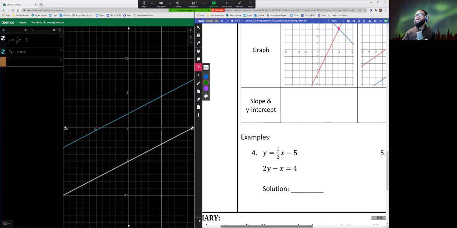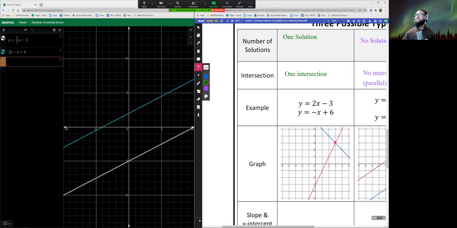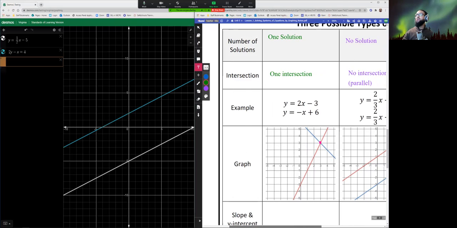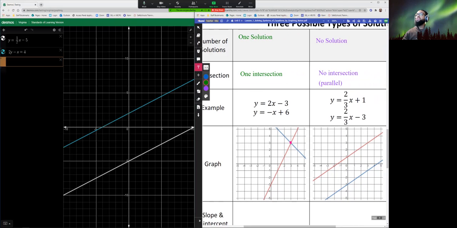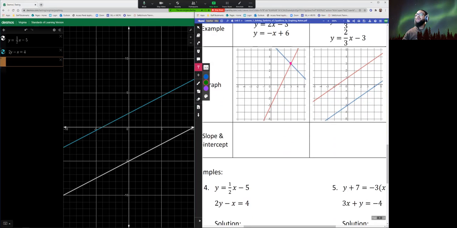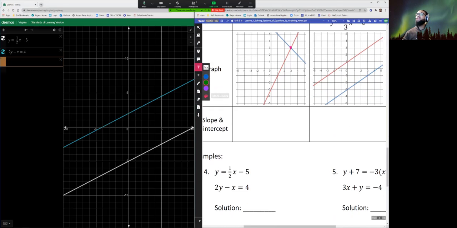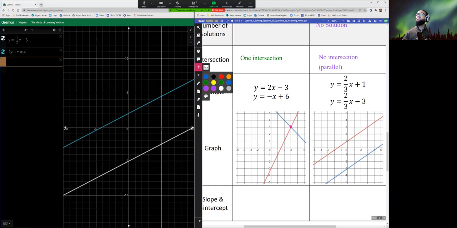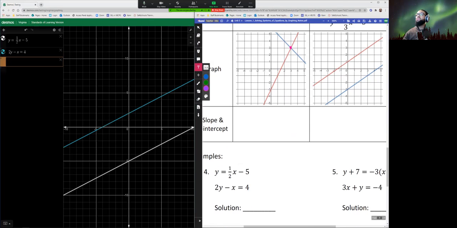When we have lines that don't intersect, that is called no solution, okay? So that's going to be our answer to number 4. Number 4 is going to be, what color is number 4? Purple. That's going to be no solution. No SOL, I'm going to abbreviate by saying SOL. No SOL, no solution. All right.